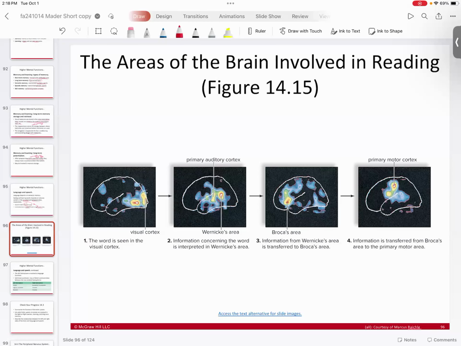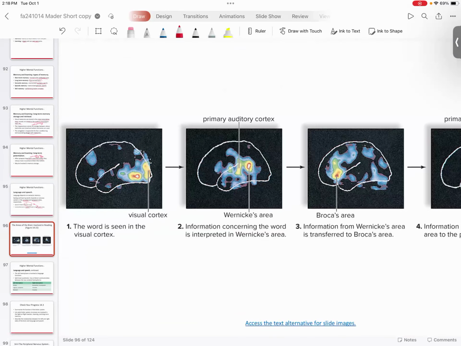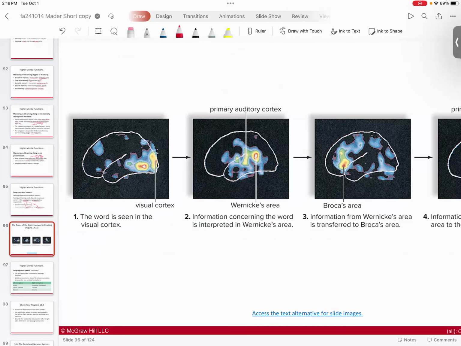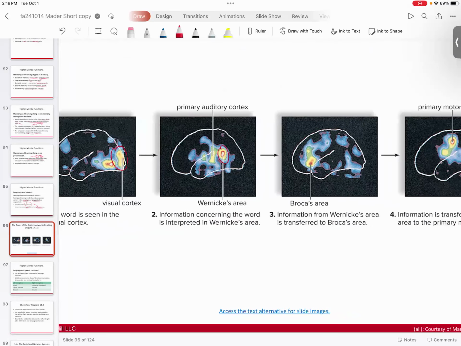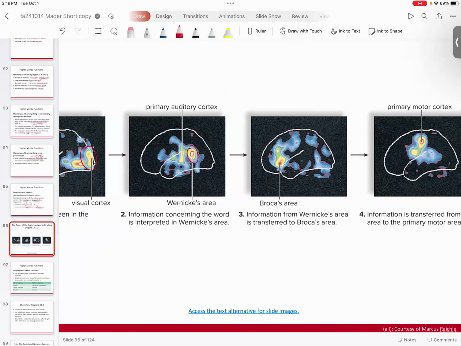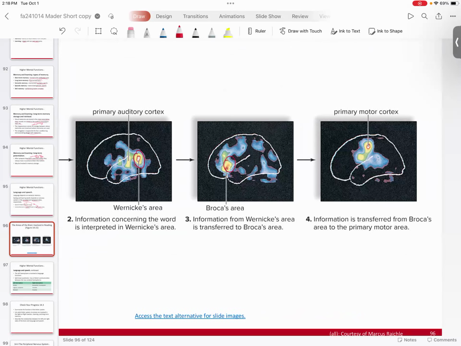So that's kind of what it looks like. Basically, this is words seen in the visual cortex, somebody who is reading. So you can see the visual cortex is being stimulated as they read. And then information is interpreted by the Wernicke's area as you read that word and you think about it. And then the Broca's area is engaged as you begin to speak it and write it.